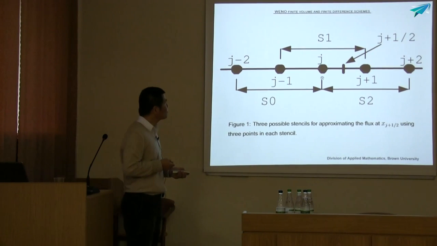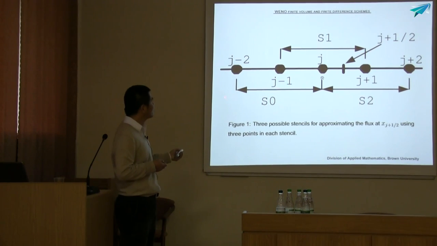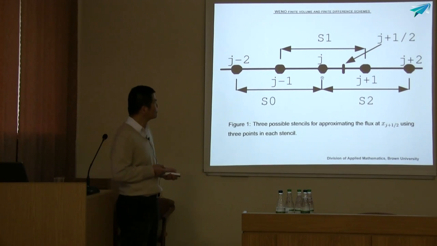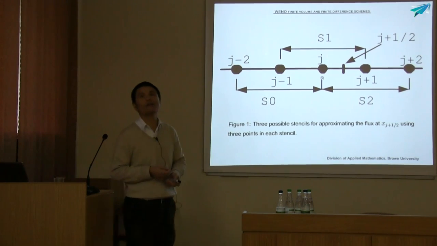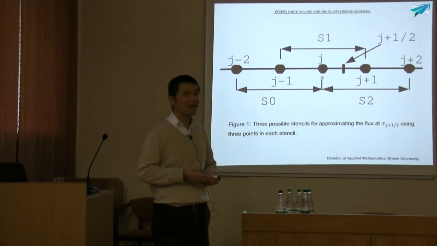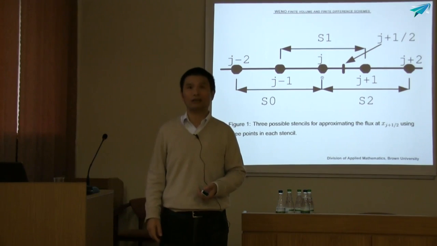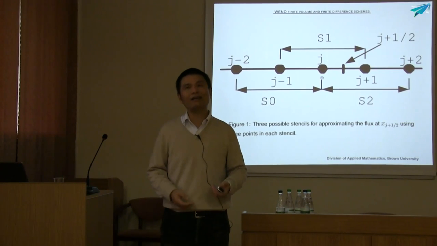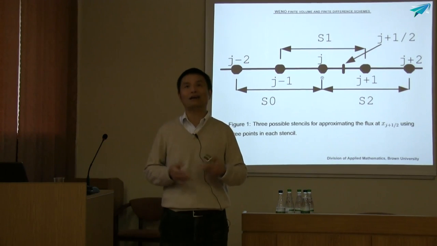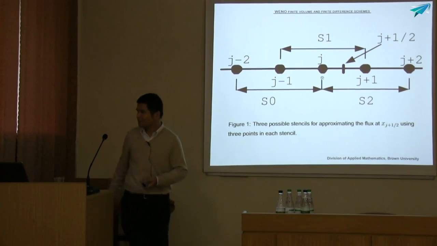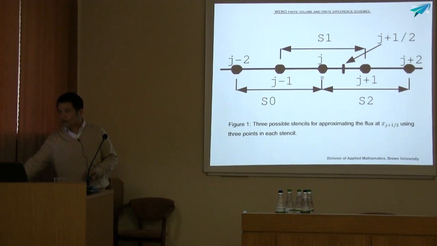On the other hand, if you have a discontinuity at this location, then S0 is no good, but S1 and S2 are both good. If the discontinuity is here, then maybe S0 and S1 are both not so good because they both cross the discontinuity, but S2 is a good one, and so on. So you basically say that out of the 3 candidate stencils, maybe 1 or 2 of them are not so good, but at least 1 of them is good. So the idea of ENO is trying to have an adaptive way of choosing this stencil locally so that you always end up with a good stencil. So this is the idea of the original ENO scheme.